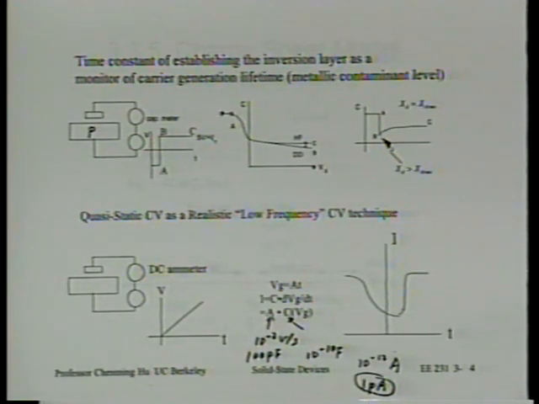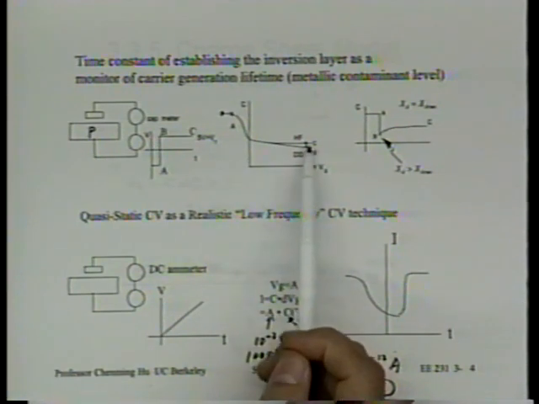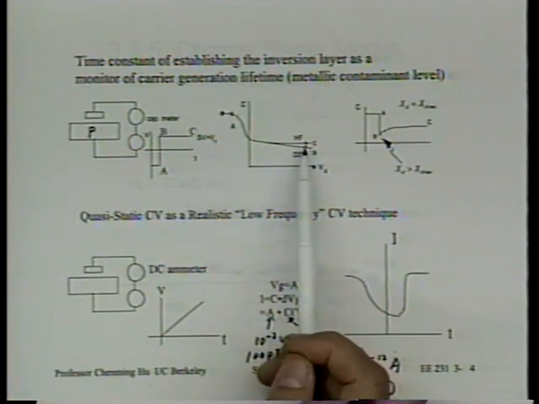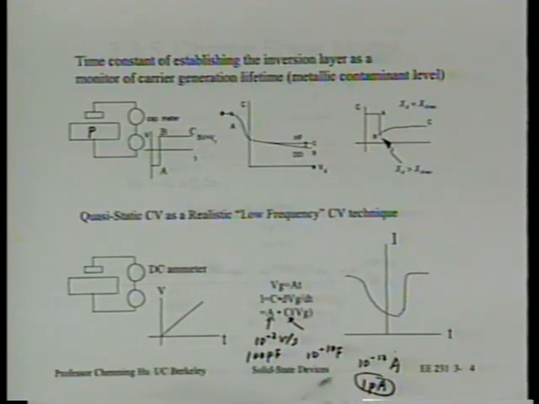We wait a long time, then this is what we get. This is what we expect in the high frequency CV. When we say high frequency CV, we still have to wait a long time before applying that small signal. If we don't wait a long time and immediately apply a high frequency signal, we won't even get C. Is that right?